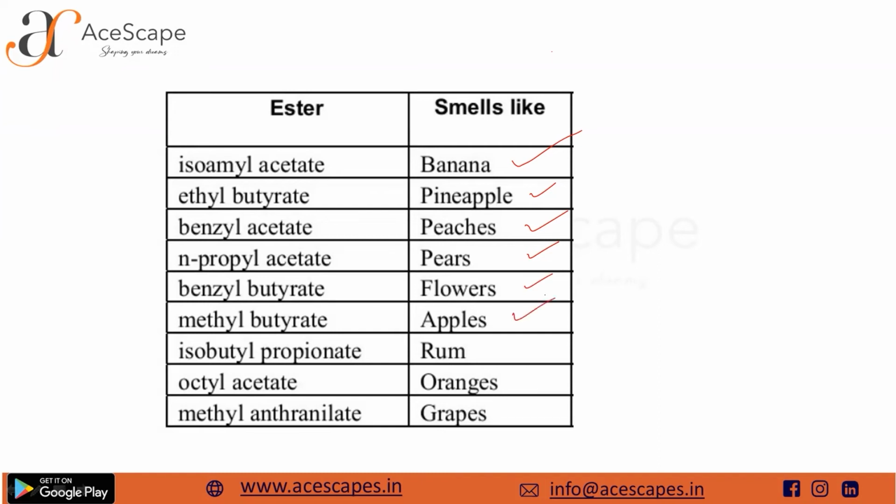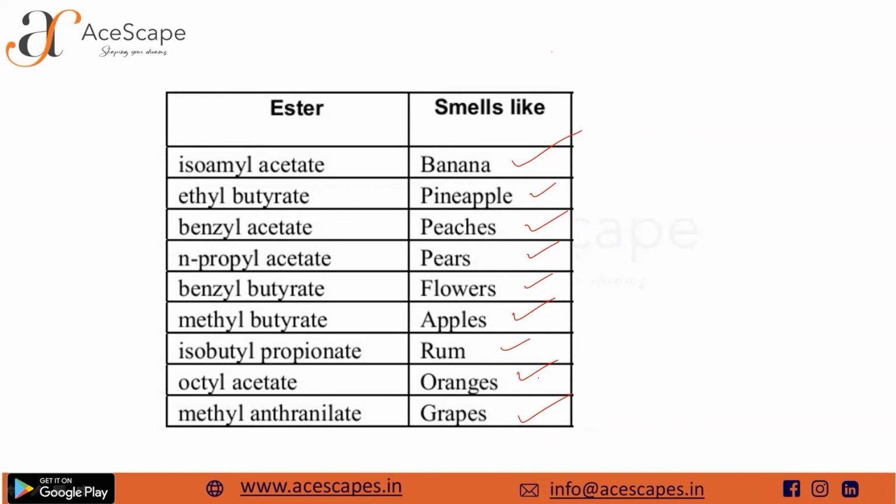And in apples, it is methyl butyrate. And the smell of rum is due to isobutyl propionate. In oranges, it is octyl acetate. And in grapes, it is methyl anthranilate. So these are some of the compounds which are responsible for the smell of fruits. This is also important.